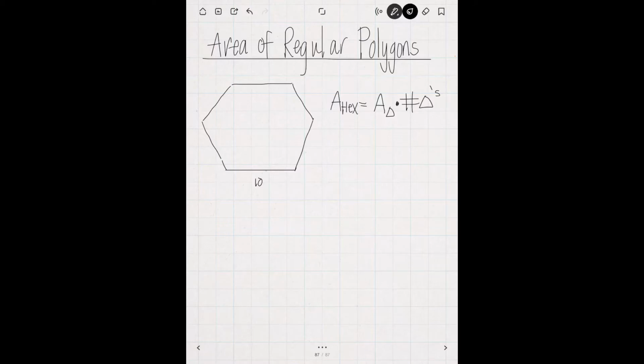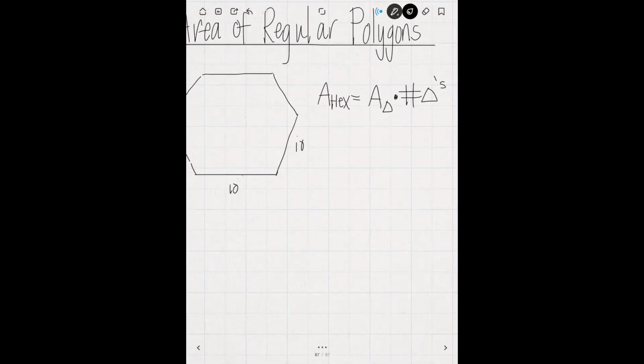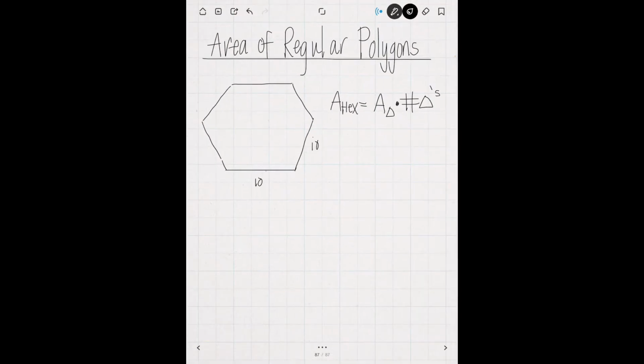A couple things that we're going to do first. They give us a side length, and when we're talking about a regular polygon, that means that all my sides are going to be the same, so that all of these sides are going to be 10.